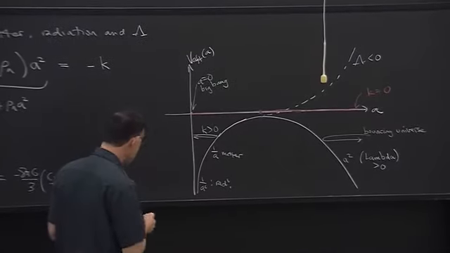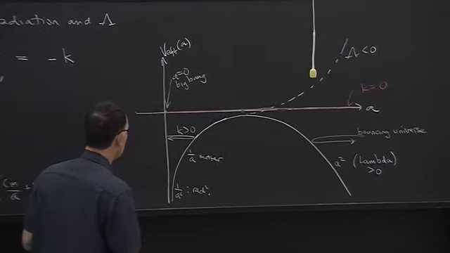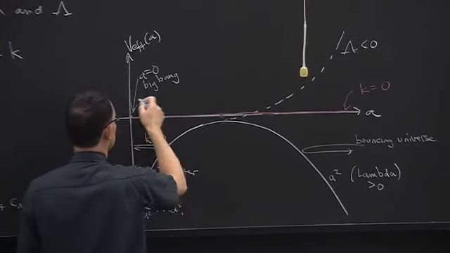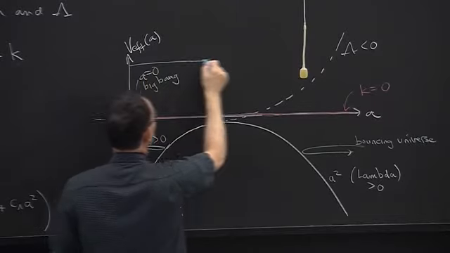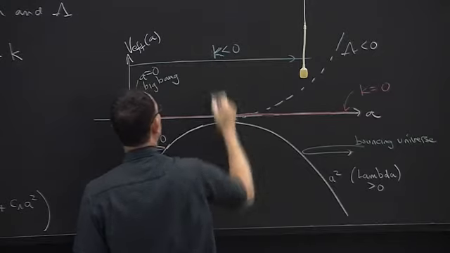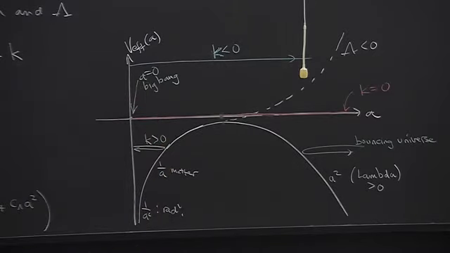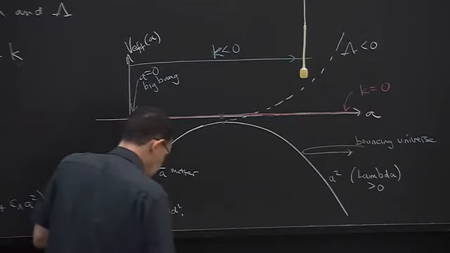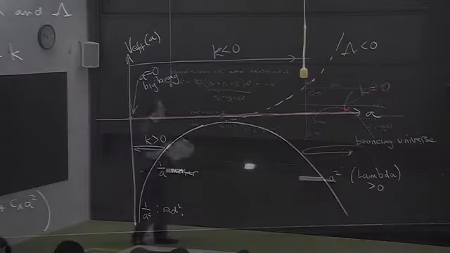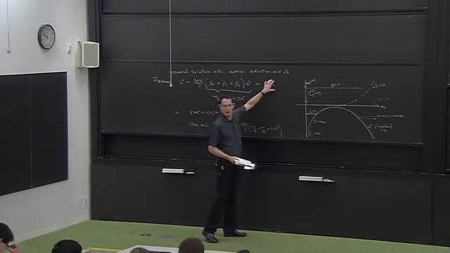And finally, if K is negative, K is negative in these terms is positive energy. So let's draw it up here. It will run off to infinity. It'll just run off to infinity. So that is the general solution of the Friedmann equation, specified by a single number, k.